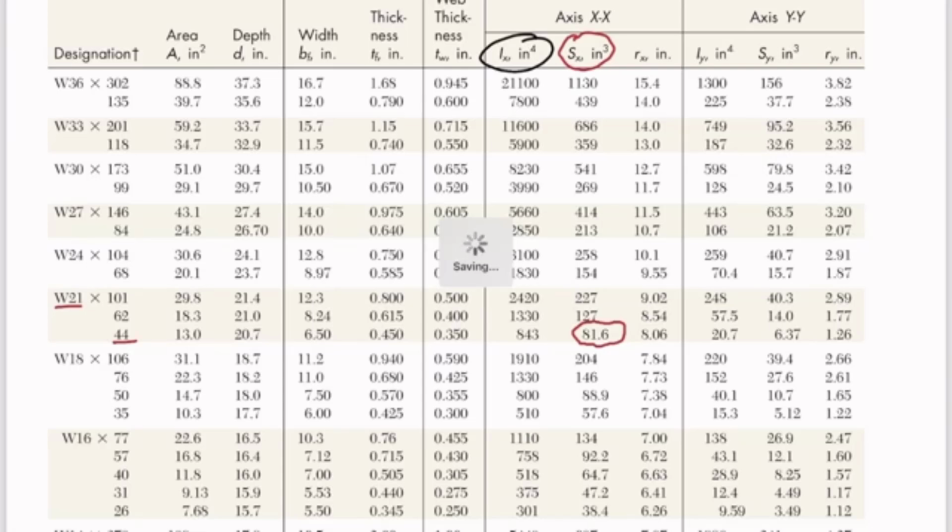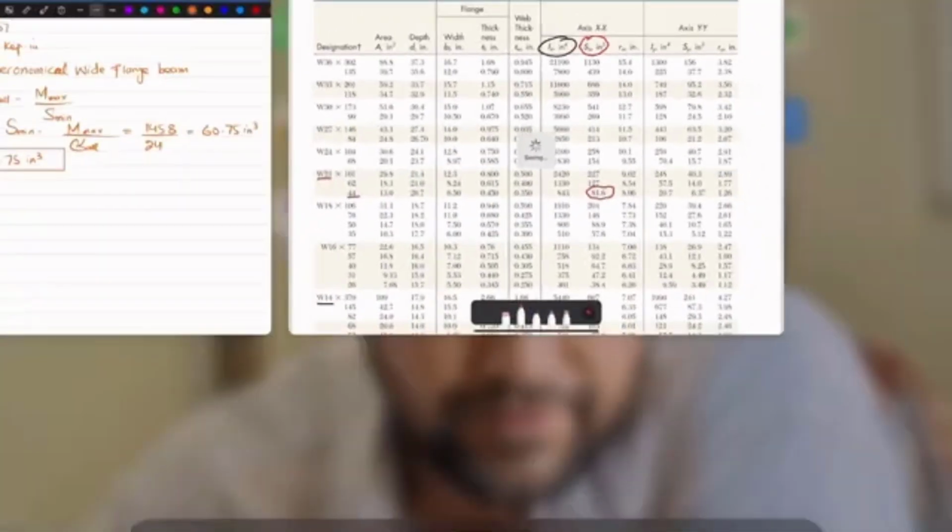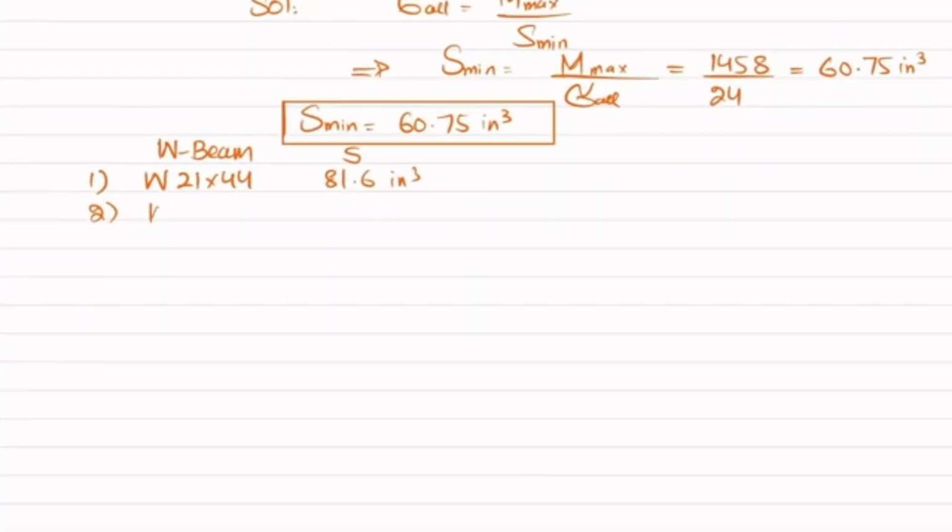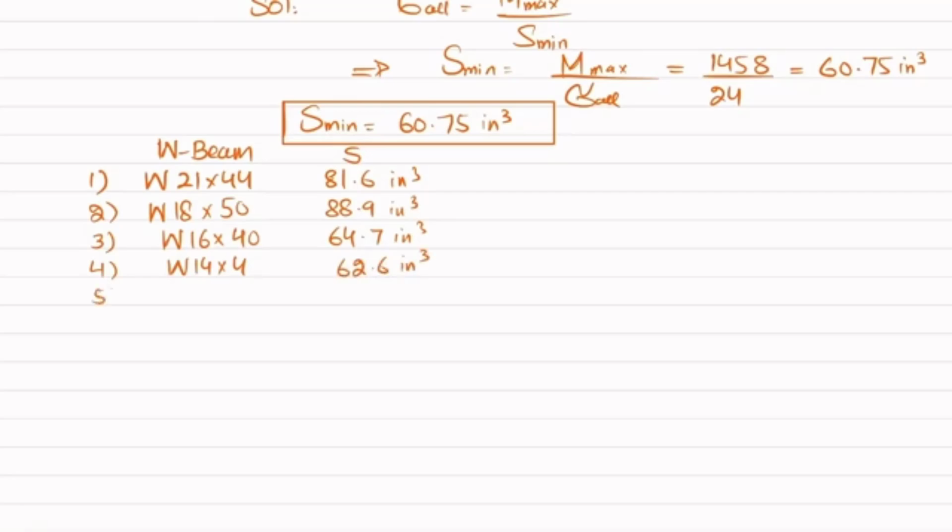I think there is a problem. Okay, you can choose it. I will write some of the values which you can see: 18 by 50, it will have 88.9 cubic inch. The third one is W 16 by 40, that is 64.7 cubic inch. The fourth one is W 14 multiplied by 43 having section modulus 62.6 cubic inch. The fifth is W 12 into 50, that is having 64.2. The sixth is W 10 into 68 having 75.7 cubic inch.